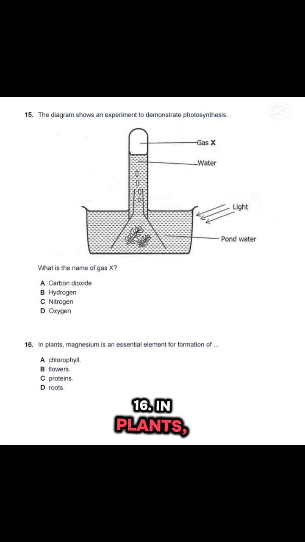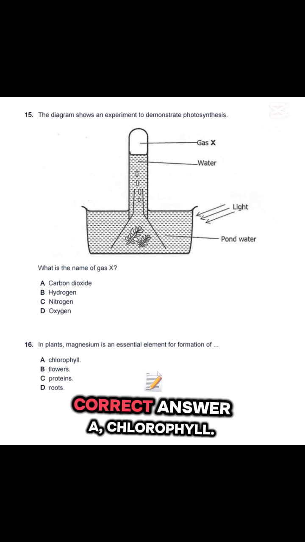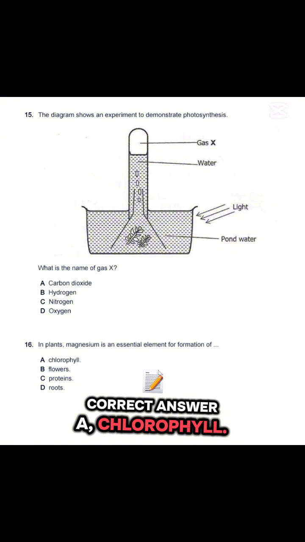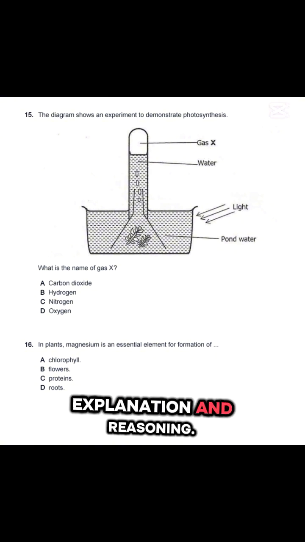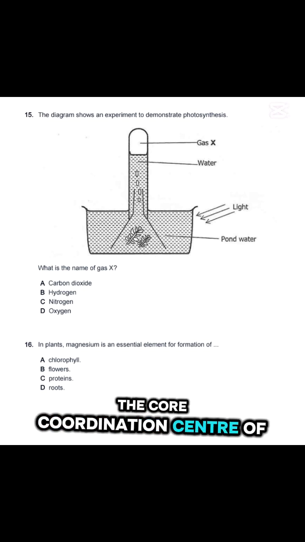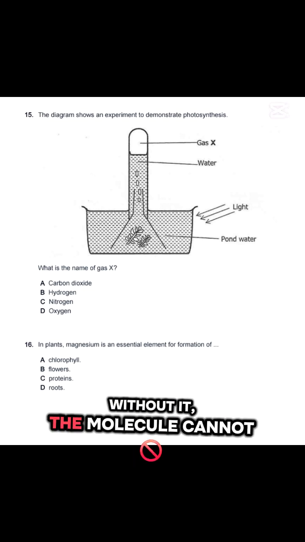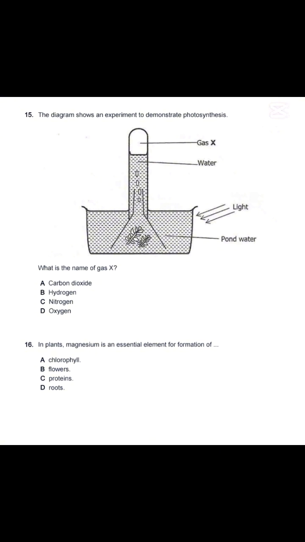16. In plants, magnesium is an essential element for formation of. Correct answer, A, chlorophyll. Explanation and reasoning: as established, magnesium forms the core coordination center of the complex chlorophyll ring structure. Without it, the molecule cannot be assembled.